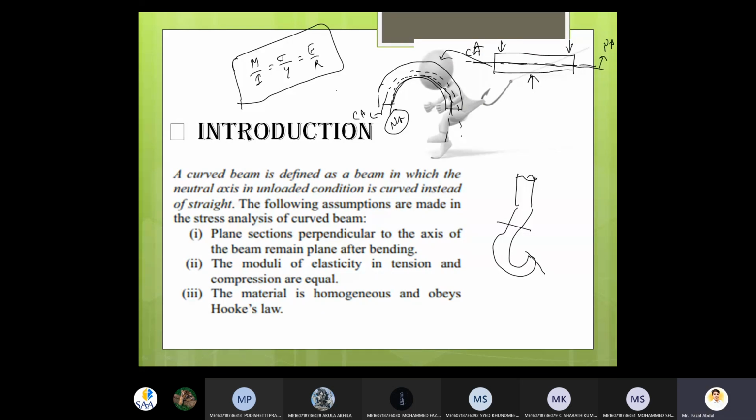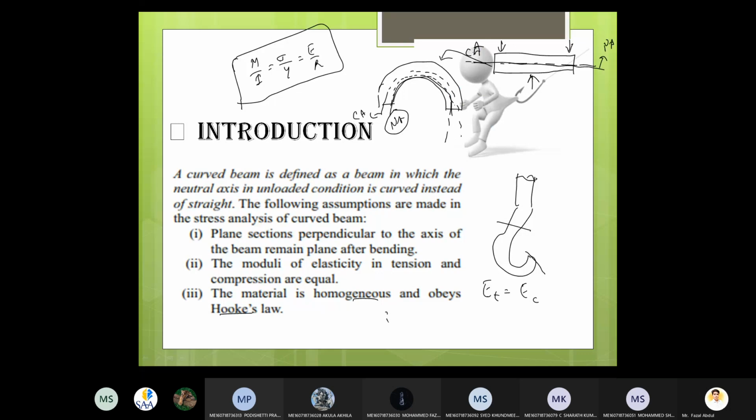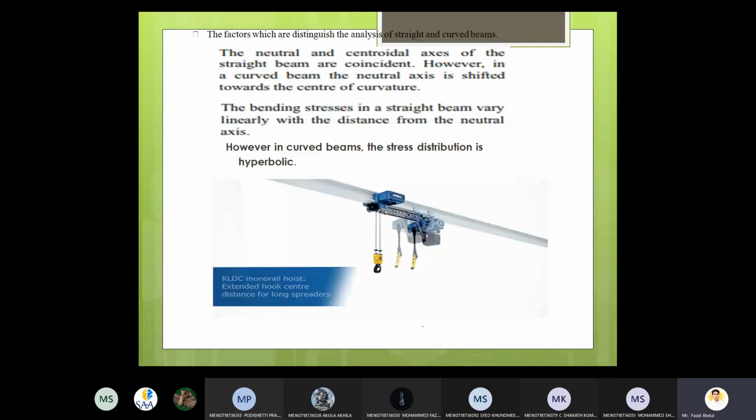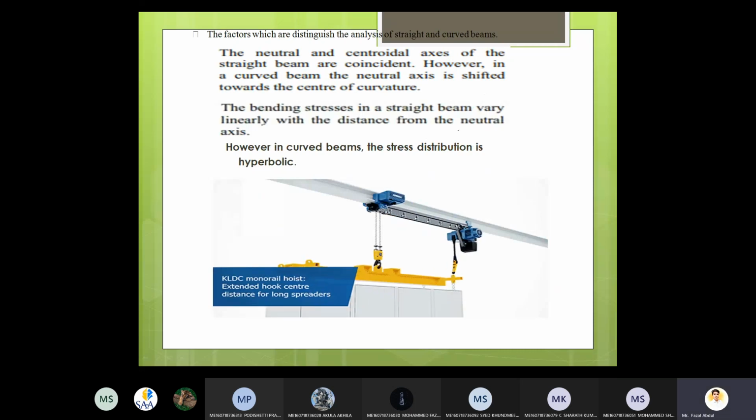Some assumptions here: a plane section perpendicular to the axis of the beam remains plane after bending, the same as what you learned in the previous mechanics of material subject. The modulus of elasticity in tension and compression are equal, Young's modulus in tension and in compression both being equal. The material obeys Hooke's law and is homogeneous and isotropic. The neutral axis and central axis of straight beams coincide.